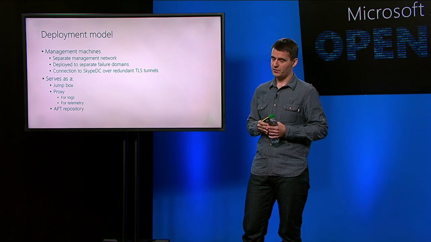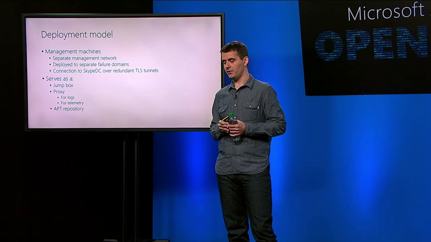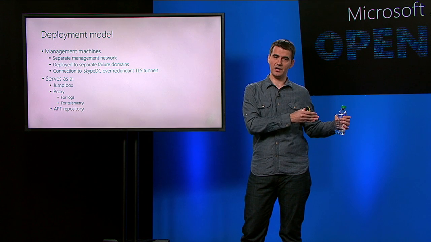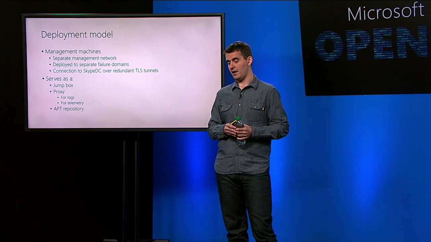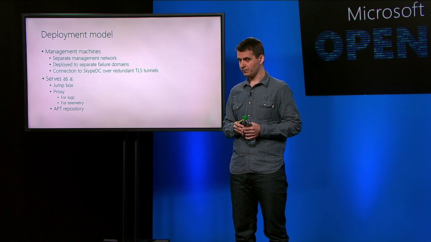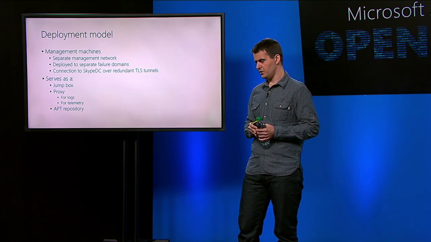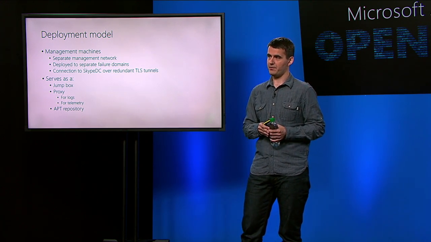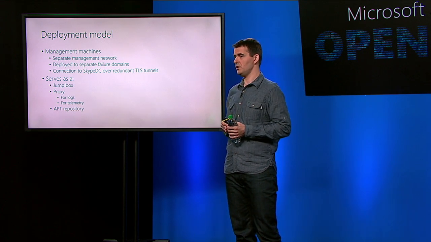And then what are the roles of the management machine? Well, as you probably have guessed by now, we use it as a jump box to jump into production, but it's also used as a proxy for logs and telemetry, because all of our centralized infrastructure is in Skype, we really need to get that stuff back there for aggregation and alerting. Last thing we use management machines for is apt repository, because we run on Debian Linux. It sort of makes sense to have apt repos very close to actual production machines to enable really fast deployments of whatever we need to deploy there. So that's the deployment model.